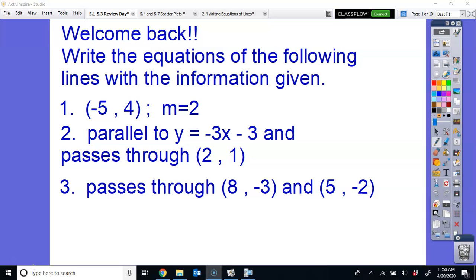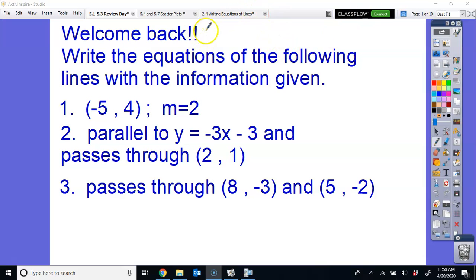So what I have today, like I said, is a little bit of review of writing the equations of lines, some stuff that we did before the break. Specifically, we're also going to look at parallel and perpendicular a little bit more today. So number 1, number 2, number 3 on the screen here, you may want to pause it and try them first. That way you can actually practice what we did before spring break. After you've paused it, you should be able to now see the answers and go through the answers with me.